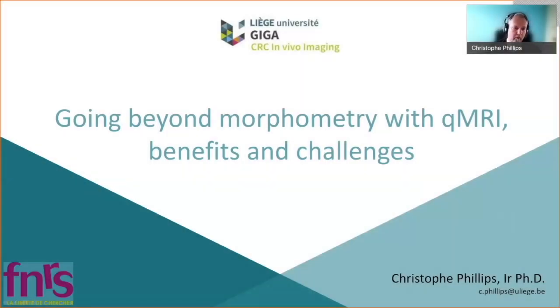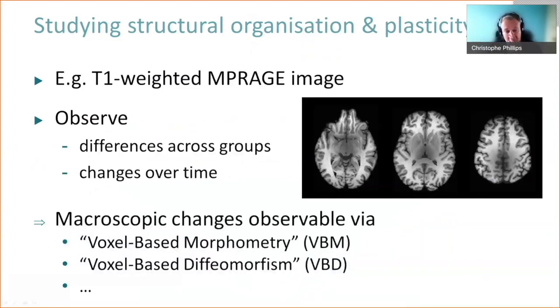Hello, everyone, and welcome to my presentation about the benefits and challenges of quantitative MRI. Before jumping into quantitative MRI, let me just remind you how we typically proceed to study the structural organization of the brain with standard T1 weighted images. The aim is obviously to look for differences across groups or changes over time. And to do so, we proceed with voxel-based methods, focusing on the morphometry or the deformation.